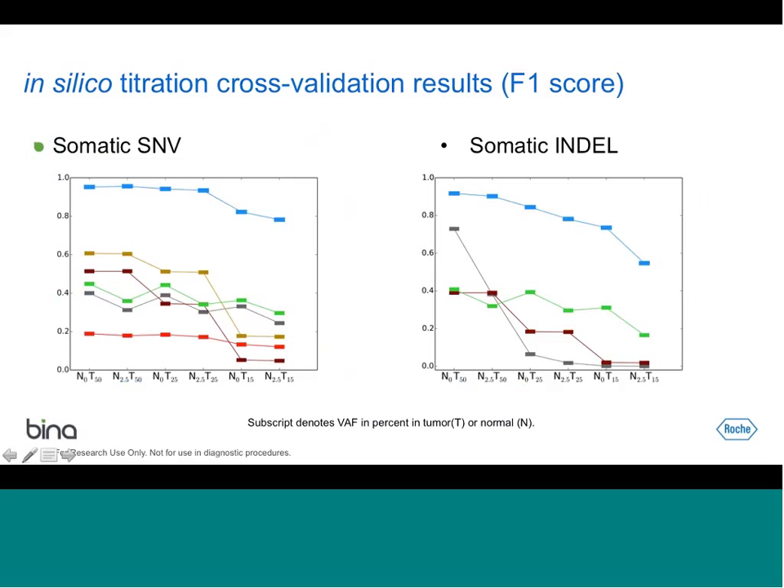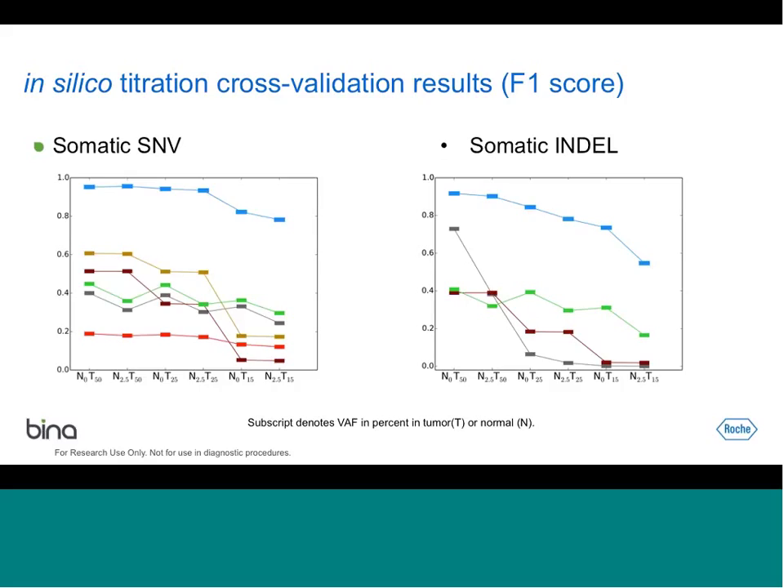The most challenging data set is the last one, N2.5T15. It means that in the normal you have expected variant allele frequency of 2.5% coming from the tumor, where the tumor's variant allele frequency is 15% due to contamination of the normal. And then your F1 score is lower, but still quite good compared to each of the individual tools.